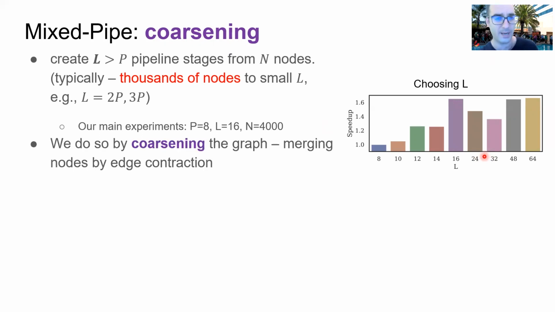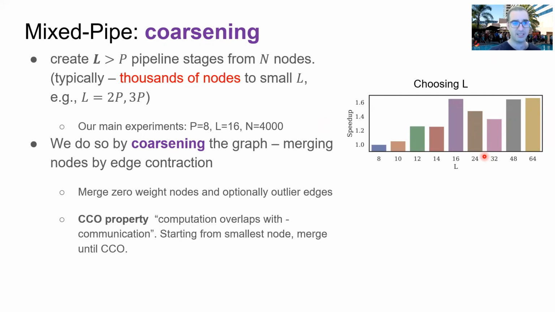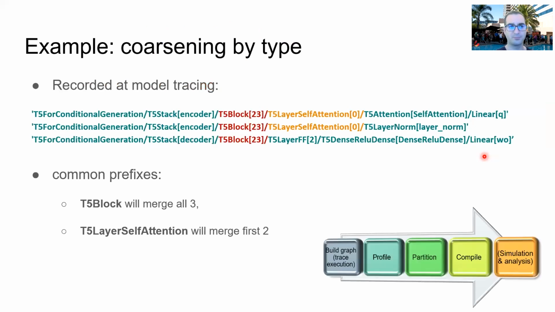We coarsen the graph by merging nodes by edge contraction. First, we merge zero weighted nodes and optionally outlier edges. Second, we try to keep the CCO property, which means computation completely overlaps with the communication. We start with the smallest node and merge until we have the CCO property. And then we coarsen by type, example next slide. And finally, we coarsen around centers.